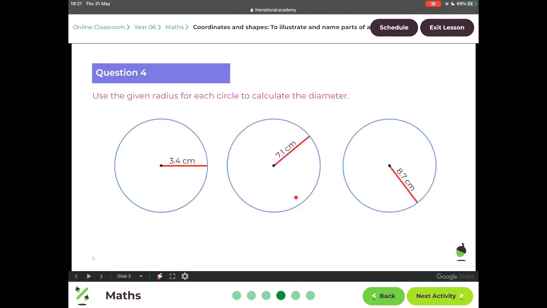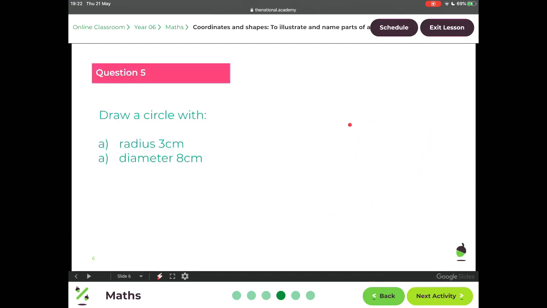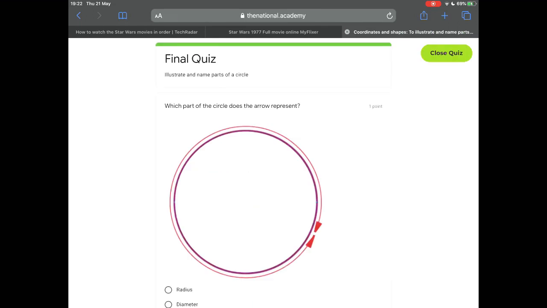Question 4. Use the given radius for each circle to calculate the diameter. So this circle's diameter would be 6.8. This circle diameter would be 14.2 centimeters, and this one would be 17.4 centimeters. Question 5. Draw a circle with radius 3 centimeters, diameter 8 centimeters. So, of course, you'd have to draw 2 circles here, one with a radius of 3 centimeters, so the diameter would be 6, and this one, you'd have to draw a circle with a diameter of 8, which, of course, I can't do on here, however, you can probably do. After that, you'd go and mark your answers. After you'd mark them, you'd have your exit quiz here.